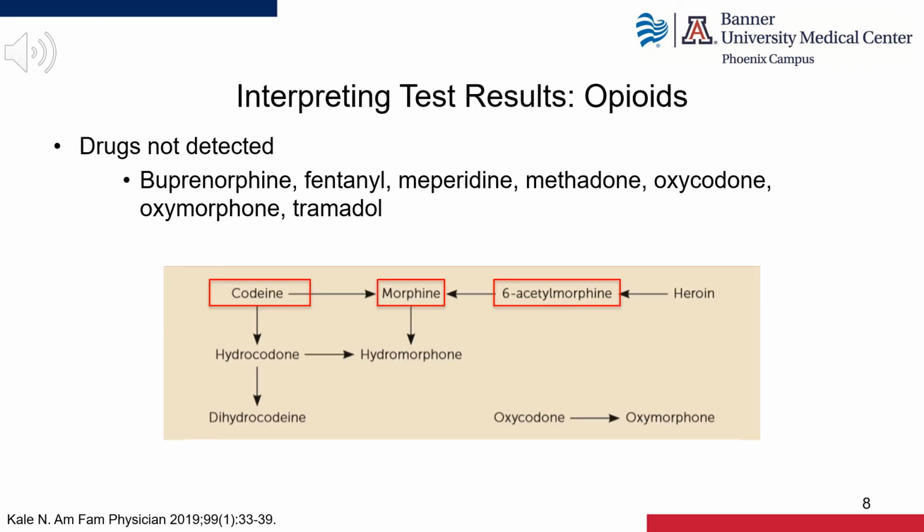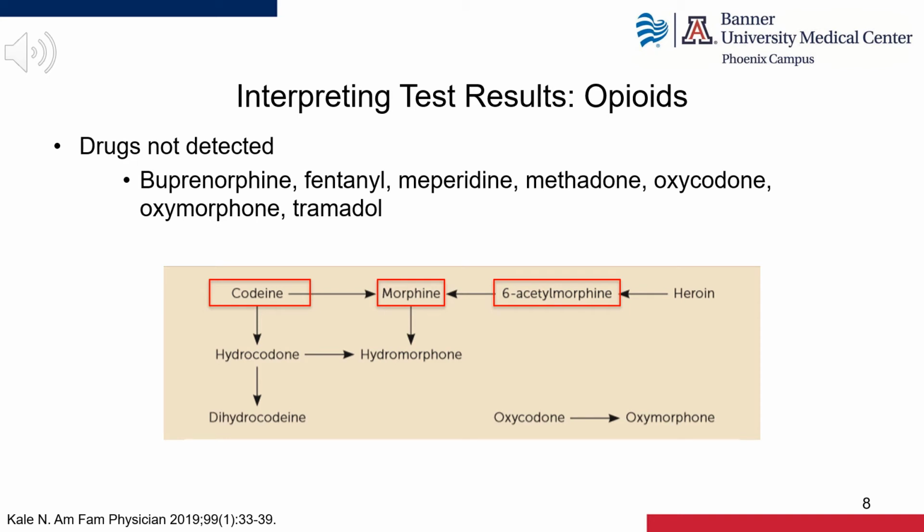The opioid immunoassay is screening for the presence of codeine, morphine, or 6-acetylmorphine, as highlighted in this figure. This means that there are many opioids that will not test positive on a screen. Key drugs not detected include fentanyl, methadone, oxycodone, and oxymorphone.